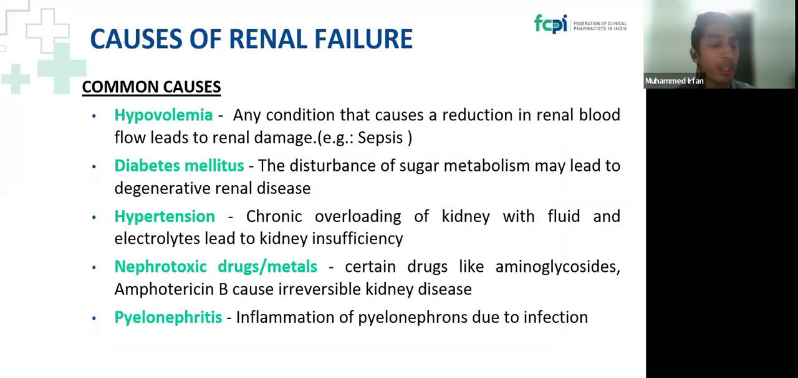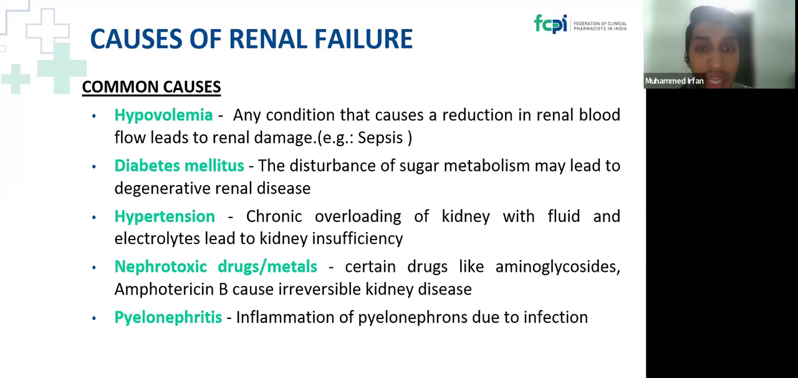And the next, the common causes of renal failure. The first most common cause is hypovolemia, that is any condition that is reducing the renal blood flow to the kidney, like sepsis. As we all know, if we have a shock or something related to critical care, the first organ affected is the kidney, because the renal blood flow will be affected. As a result, the creatinine level will increase, and it will also affect the urine output.